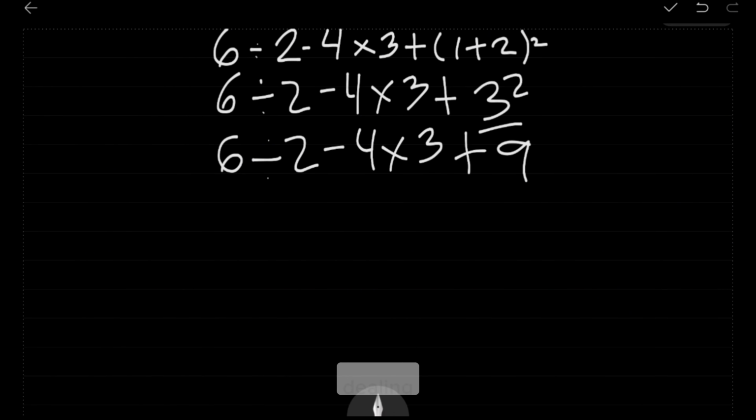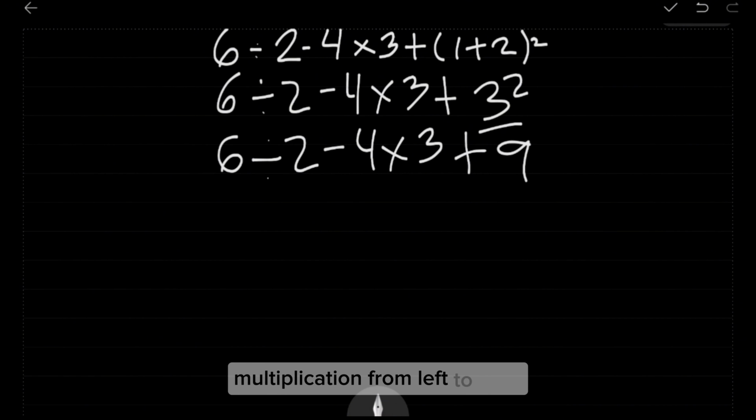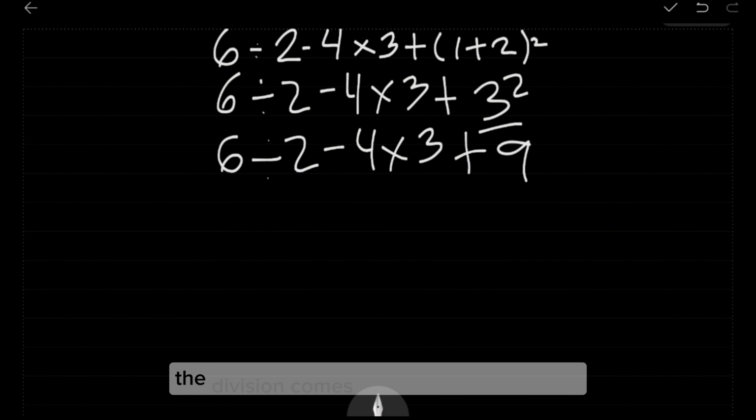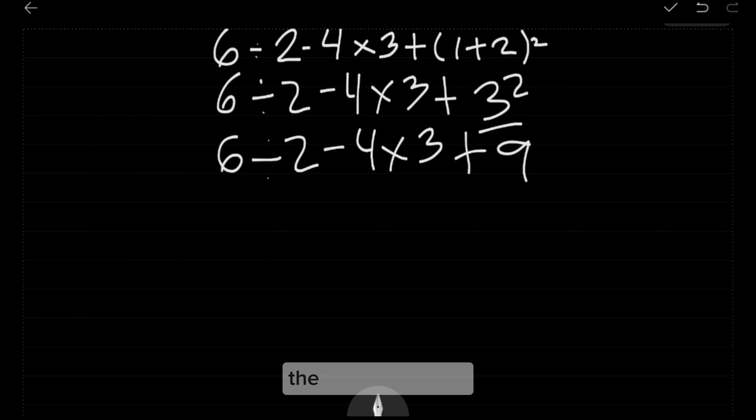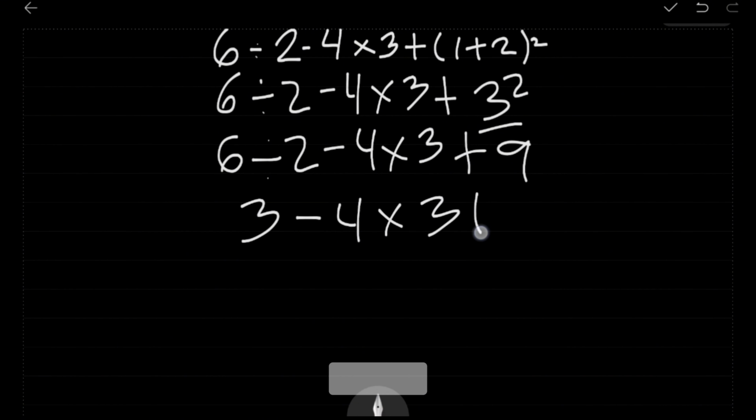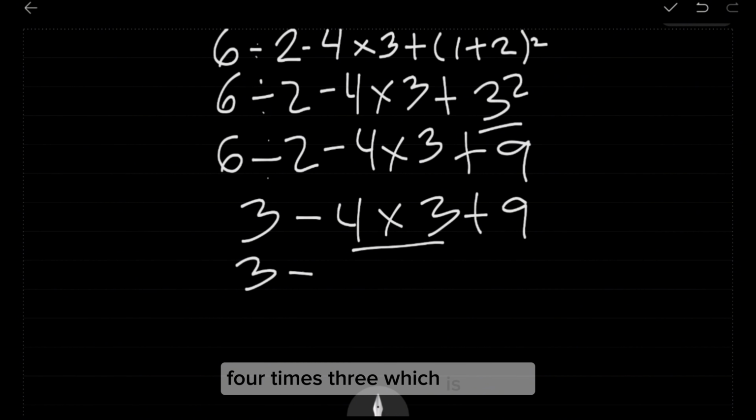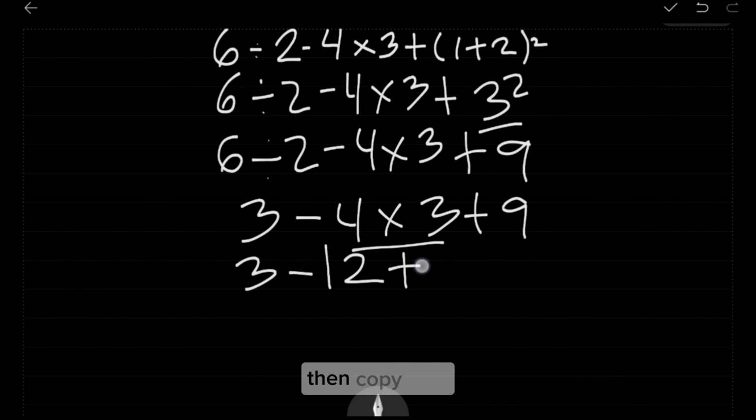Remember that when dealing with multiplication and division, perform the operations from left to right. Here, the division comes first, so we will evaluate the division first. 6 divided by 2 is equal to 3. Copy the rest: 4 times 3 plus 9. After the division, we have the multiplication. So copy 3 minus the value of 4 times 3, which is 12. Then copy 9. After this, we'll have the last part, which is the addition and subtraction.